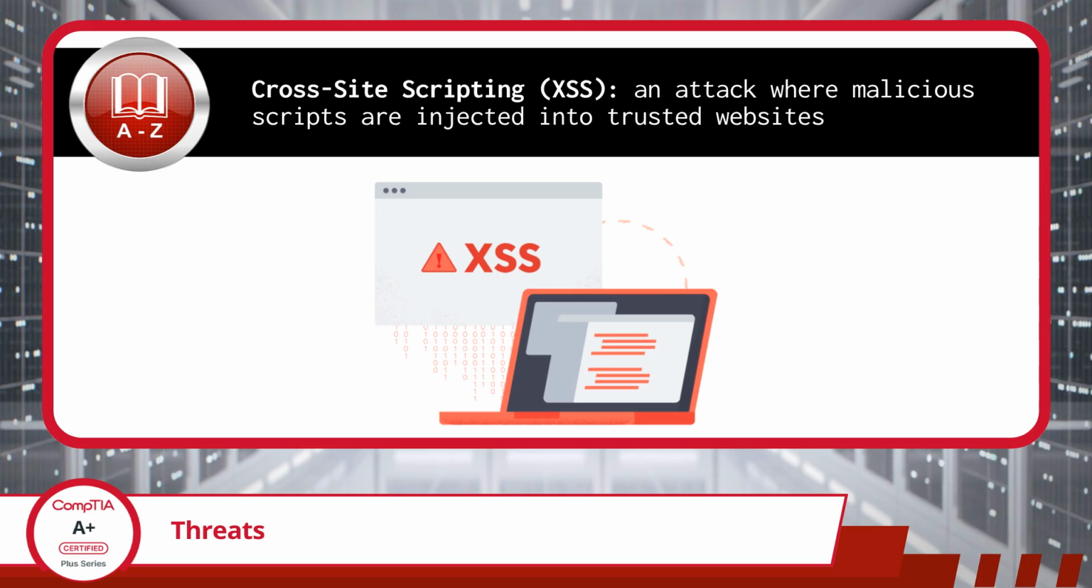Cross-site scripting often works by taking advantage of poor input validation on websites. If a web application improperly handles user input, attackers may be able to inject malicious JavaScript or other scripts into web pages viewed by others. Just like SQL injection, proper input validation can play a major role in defending against cross-site scripting attacks.